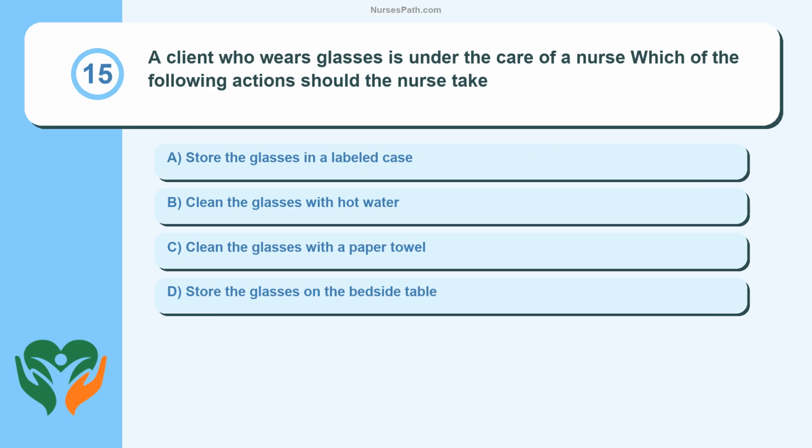Question 15. A client who wears glasses is under the care of a nurse. Which of the following actions should the nurse take? Store the glasses in a labeled case. Clean the glasses with hot water. Clean the glasses with a paper towel. Store the glasses on the bedside table.